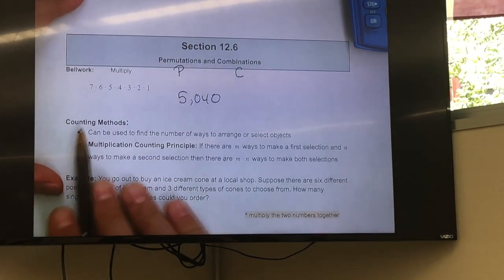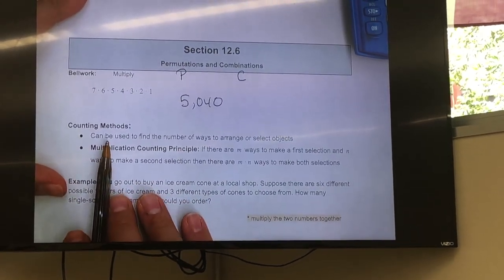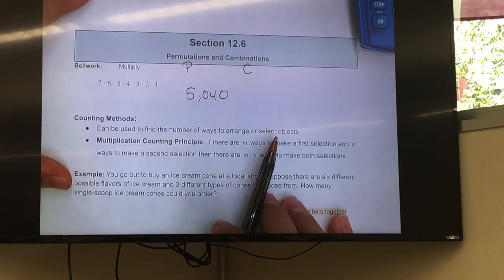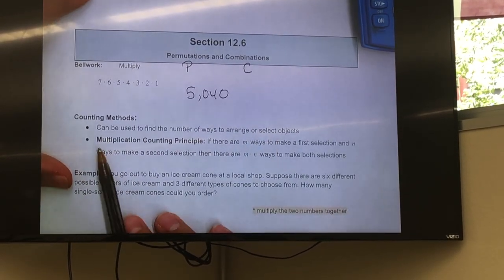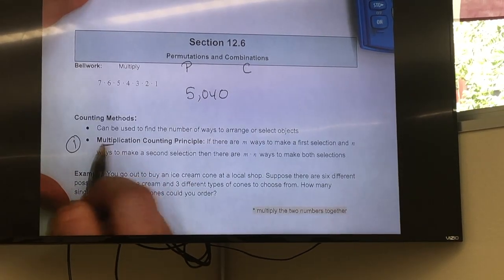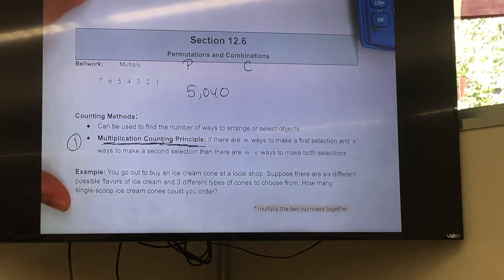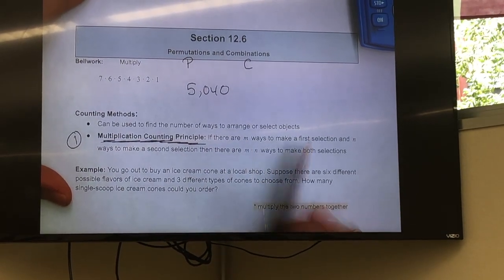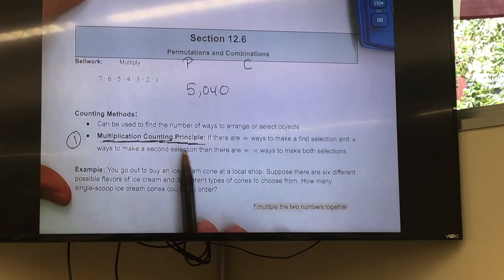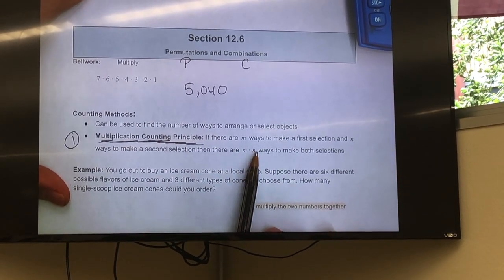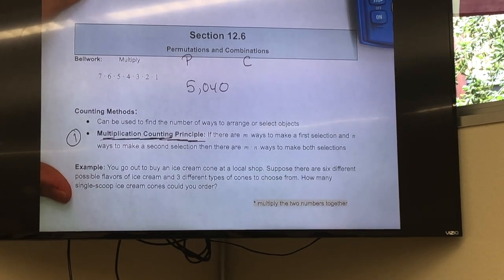Okay, so counting methods. These can be used to find the number of ways to arrange or select objects. And our first main concept here is called the multiplication counting principle. If there are m ways to make a first selection and n ways to make a second selection, then there are m times n ways to make the selection, both of them.